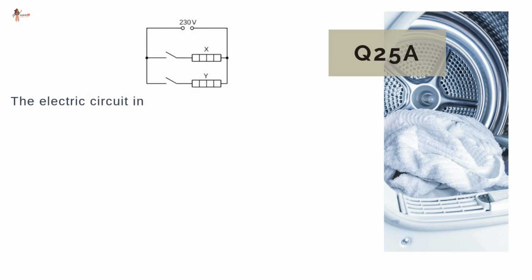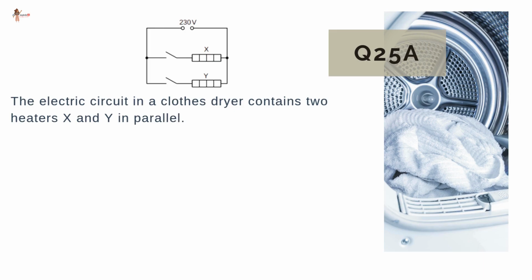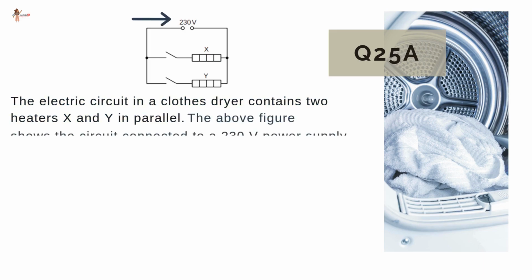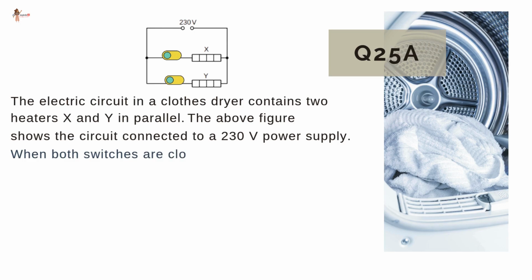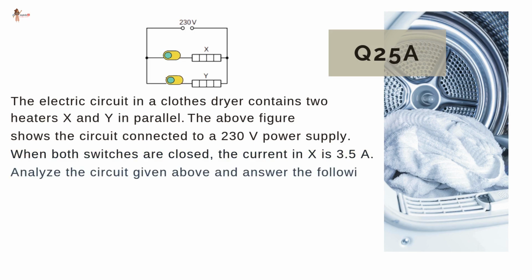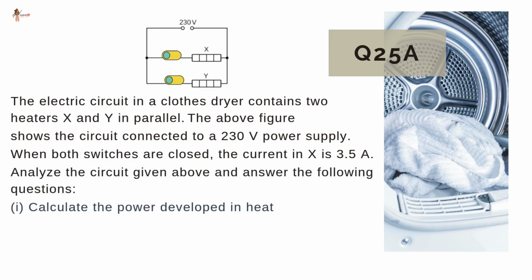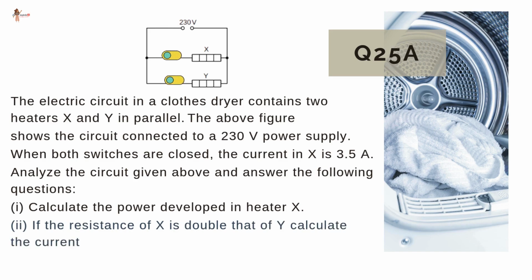The electric circuit in a clothes dryer contains two heaters, X and Y, in parallel. The figure shows the circuit connected to a 230 volt power supply. When both switches are closed, the current in X is 3.5 amperes. Analyze the circuit and answer the following questions. Calculate the power developed in heater X, and if the resistance of X is double that of Y, calculate the current in heater Y.